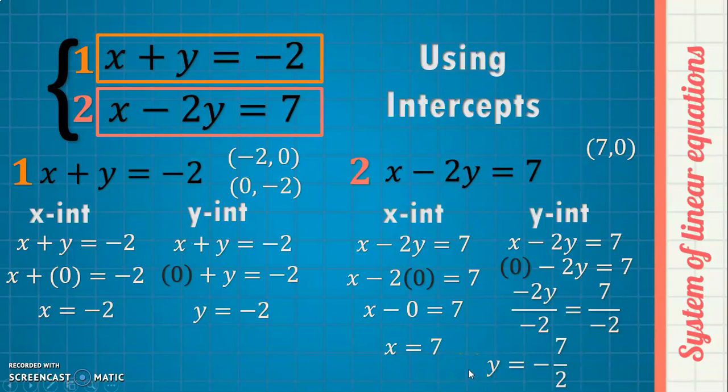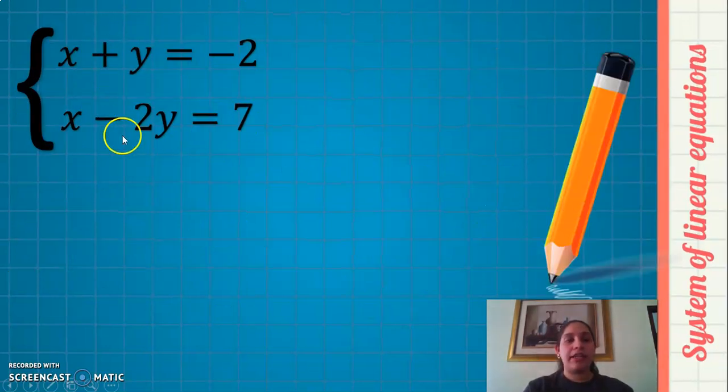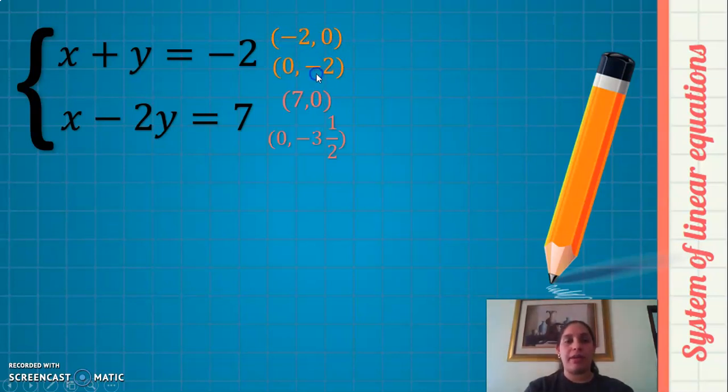This is an improper fraction as you can see, so I'm going to make it a mixed number. Y equals -3 1/2. So this means my ordered pair will be 0, -3 1/2. Okay, now that I found this, I'm going to make my graph. I'm going to define the solutions I found for these equations: -2, 0 and 0, -2. And for the second equation, 7, 0 and 0, -3 1/2.